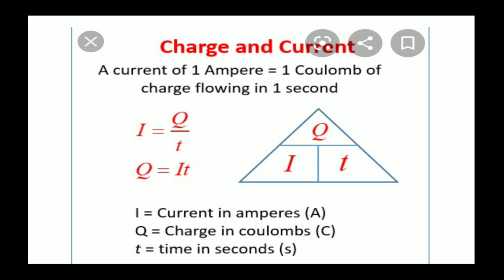And what is Q? Q is the charge flowing through the cross section. This charge is positive charge, clear, flowing from the positive to the negative terminal. So what is the formula of the current? Current I is equal to charge per time. The unit of the current is ampere, the unit of charge is coulomb, and time is measured in second.